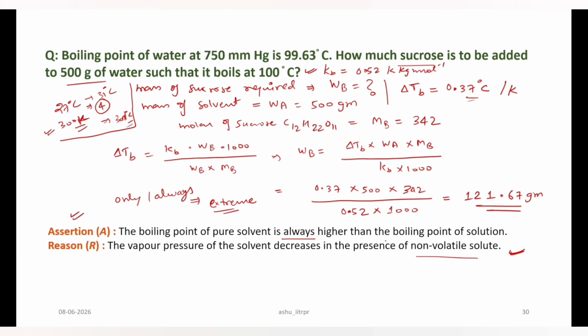The boiling point of pure water is always higher than the boiling point of the solution. No, it is not always, because we have discussed negative deviation in Raoult's law. We have discussed solutions showing negative deviation, where AB interaction is higher than AA or BB. For these types of solutions, the boiling point of the solution will be even higher than the pure solvent. So I think the assertion is incorrect, but the reason is correct.